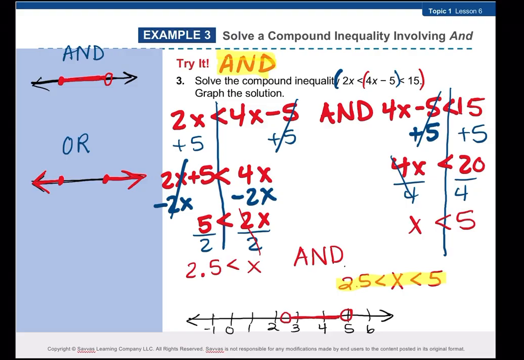Again, looking back at the notes we took on this page, you see what an and inequality graph should look like versus an or compound inequality graph, right? Okay, so make sure you take the time. That was a lot of notes for those 3 problems.